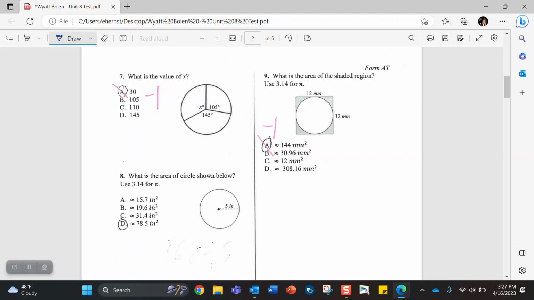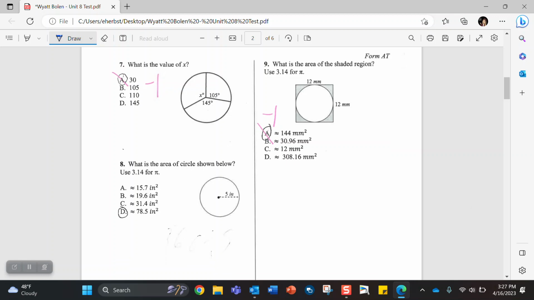7, 8, 9 are all about circles. You're going to notice a little bit later on in the test some comments that I make about circles in his work, something that I think can be fixed pretty easily if he can remember tomorrow when he retakes the test. So number 7 is about the interior angles of a circle.